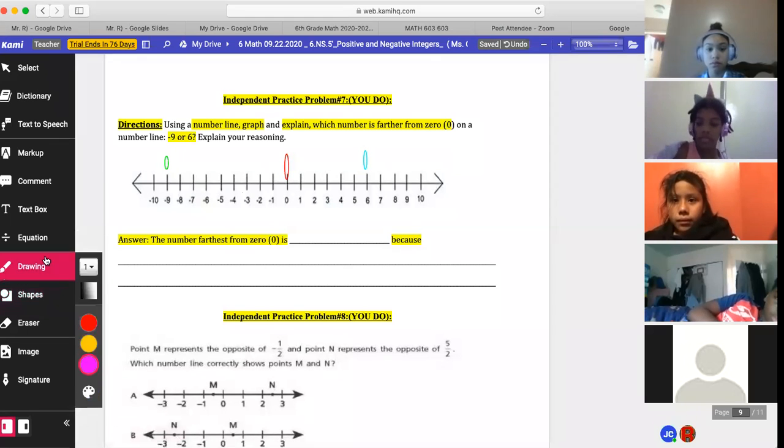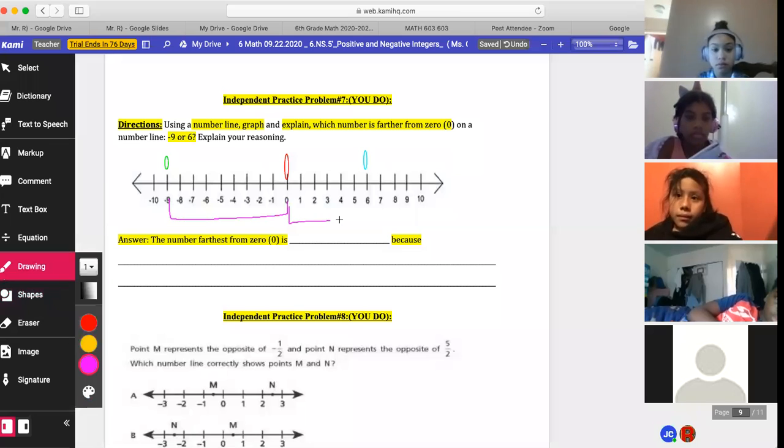So now, which number is the farthest away from 0? Is it -9? Or is it 6? And explain your reasoning. This is very, very easy. Come on. This was an independent question, guys. You kind of disappointed us.